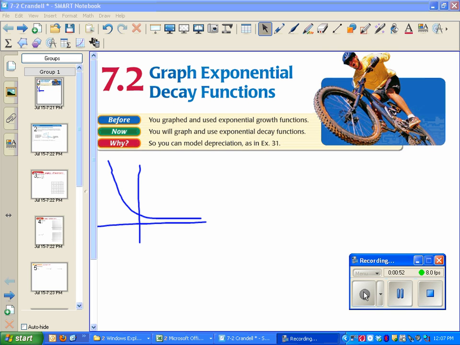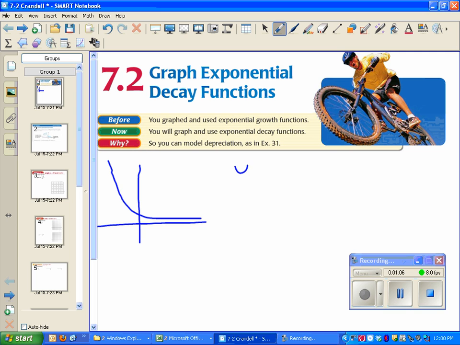You could buy a new television for about 400 bucks and then in a few years it's only worth 100 bucks because of technology. So those are all examples of decay functions. Our basic function is going to be y equals a times b to the x. And if you look at that, you might say, hey, that's the same thing as the exponential growth function. And you would be right.